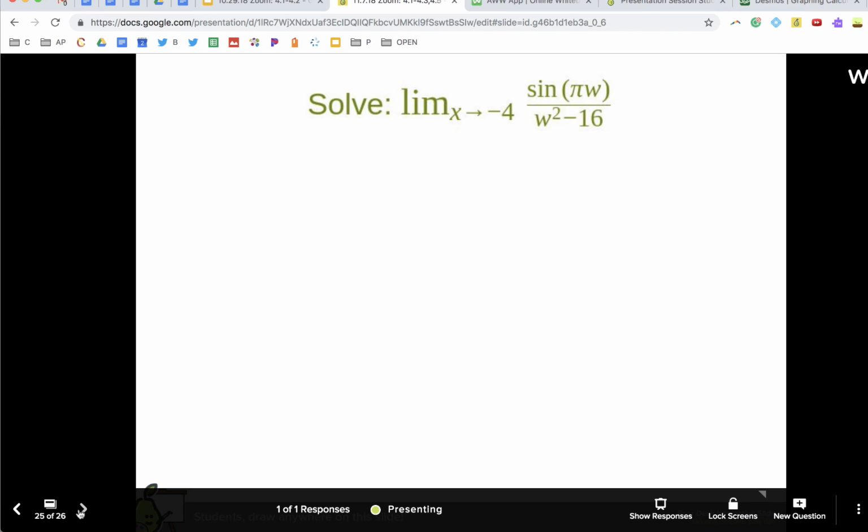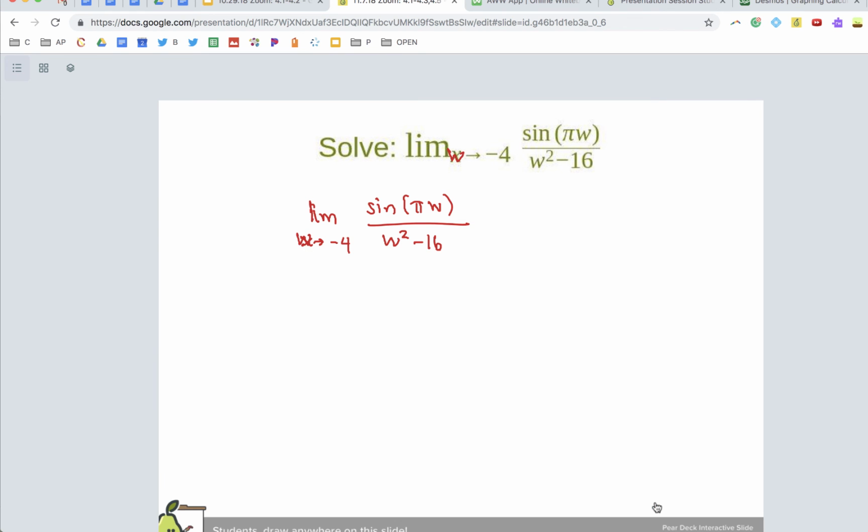One more problem, and that should have been a W. So let's try putting it in. We have the sine of negative 4 pi. What is the sine of negative 4 pi? This would be negative 2 pi one time around. Negative 4 pi would be one more time around, still in the same place. So that would be 0. And the denominator is clearly going to be 16 minus 16, which is 0.